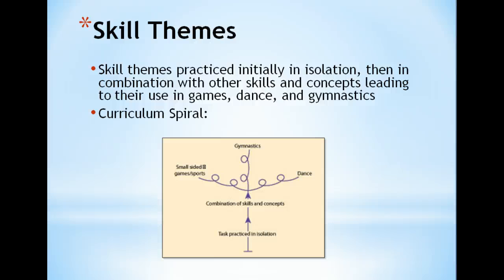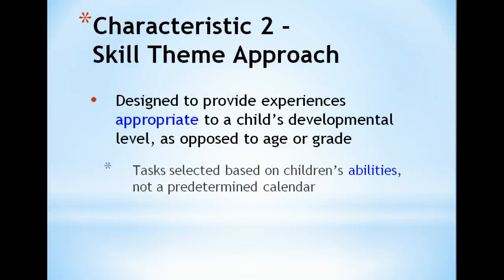trying to describe which levels and tasks are appropriate at each level of proficiency. The second characteristic, of course, means that we want to provide experiences in movement for children that's appropriate to their developmental level instead of their age or their grade. Tasks are selected based on children's abilities, not a predetermined calendar. The teaching schedule for us will be constantly changing because you'll see a little bit more each time that you teach about the developmental level of the class that you have overall. That means that you need to adjust your planning from time to time as you learn more about the students and about their ability levels.